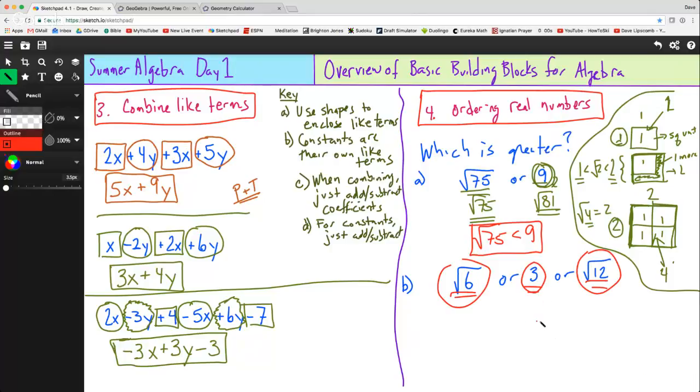Well, 3 we know is the square root of 9, because a square that has 9 square units would have a side of 3. So now we can write our inequality. The square root of 6 is less than the square root of 9, is less than the square root of 12. But we asked about the number 3. So let's just replace this and say, well, it's 3 less than the square root of 6 is less than the square root of 12. Again, why? Because we can order these numbers because they're all inside square roots. So that's the idea to ordering real numbers when you're dealing with integers and dealing with square roots.